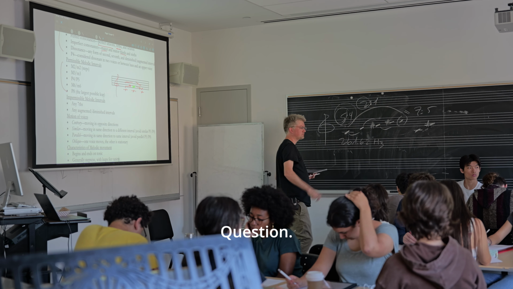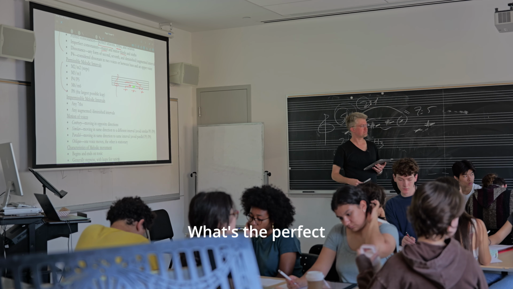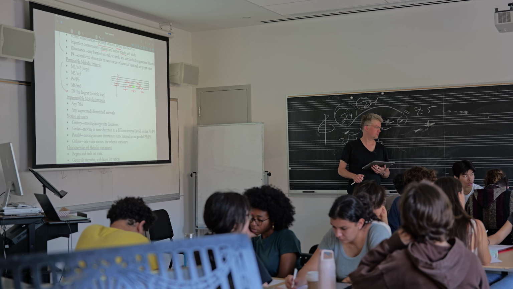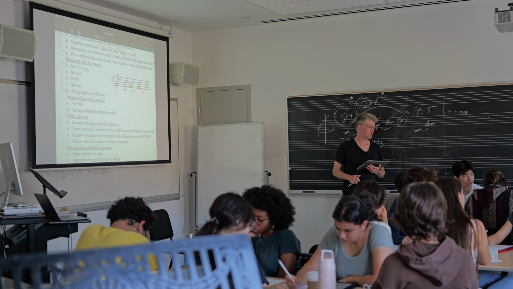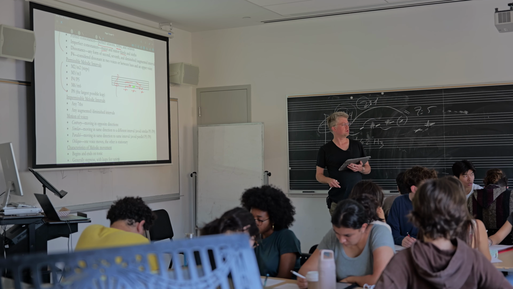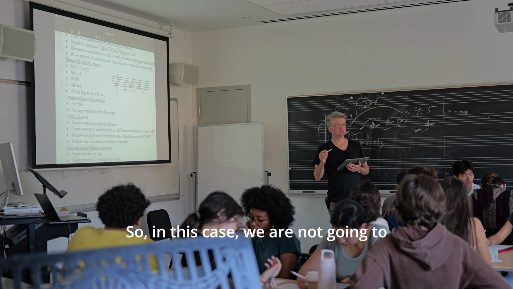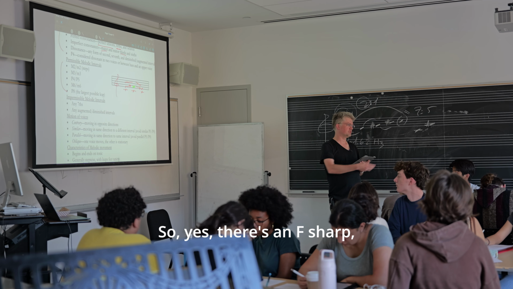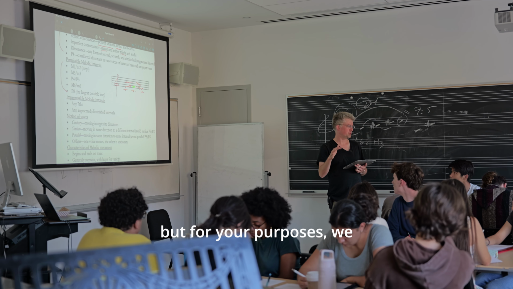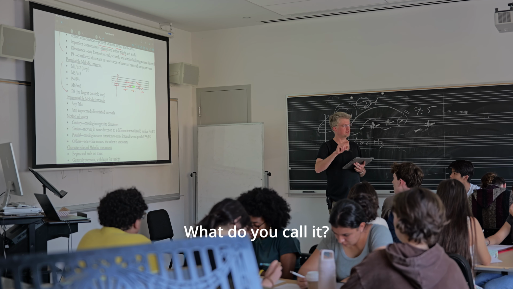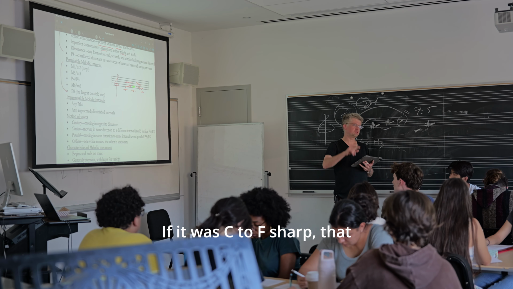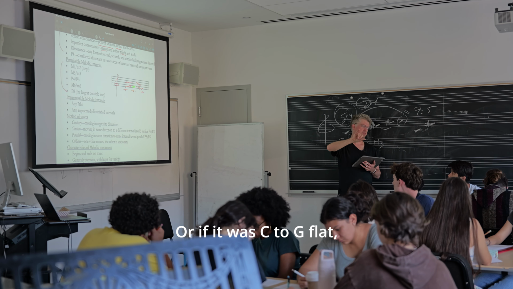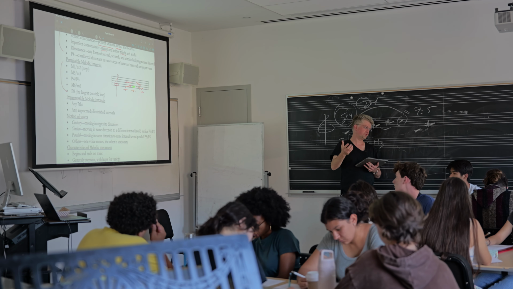Question: what's between perfect fourth and perfect fifth? If we talk in C major, in this case we are not going to have any accidentals. So yes, there's an F sharp, but for your purposes, we won't have that for now. If it was C to F sharp, that would be an augmented fourth. Or if it was C to G flat, that'd be a diminished fifth.